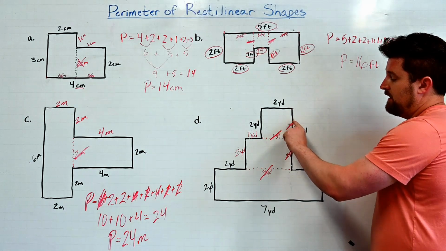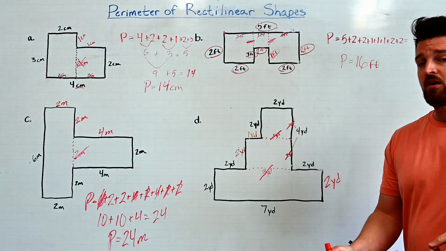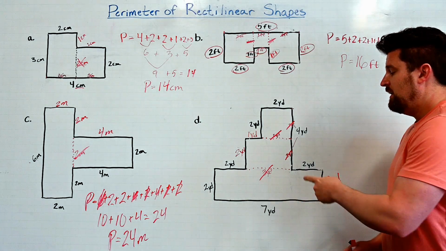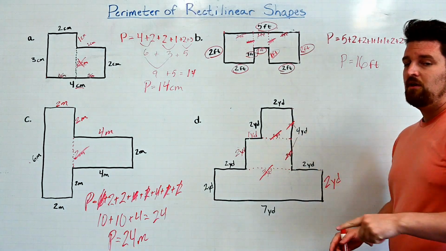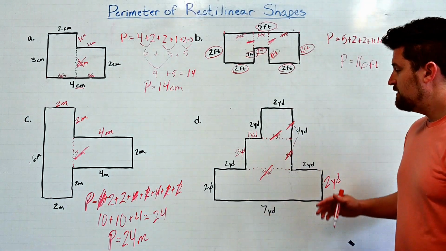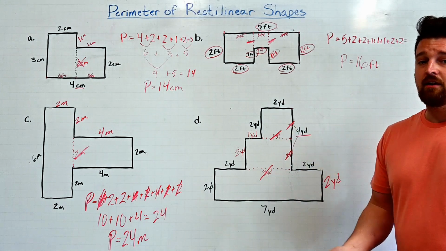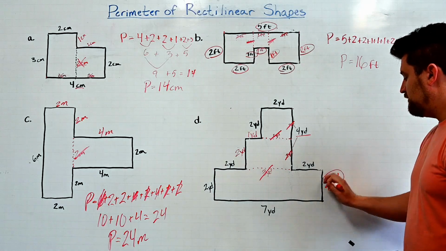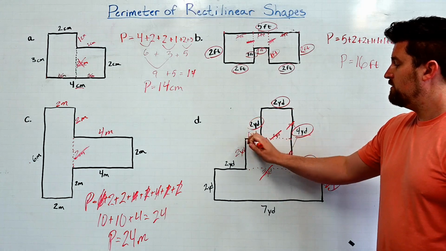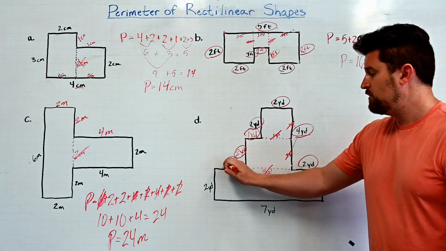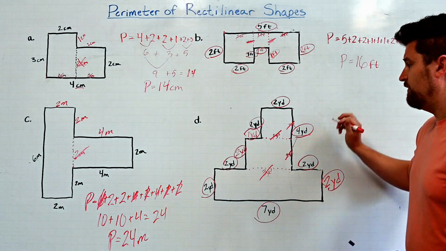Because I just tried to break this whole side of 4 apart into 2 smaller units of 2s. And I don't really want to double count them. If I counted both of those 2s and that 4, I'm double counting that side. So I just broke it apart to help me solve, but my real side length is right there, 4 yards. So I have 2 yards, 2 yards, 4 yards, 2 yards, 2 yards, 1 yard, 2 yards, 2 yards, 2 yards, and 7 yards. So let's create an equation really quick.